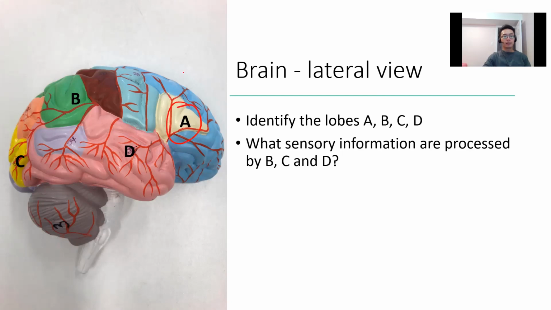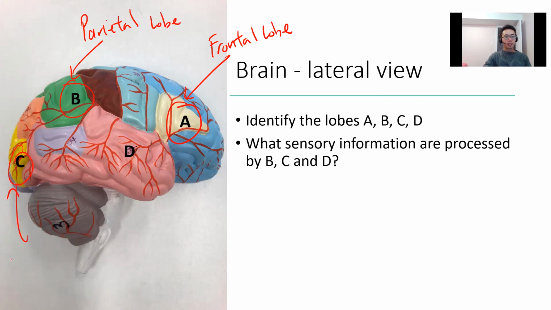Okay, so A, that is the frontal lobe. B, that's the parietal. C, occipital. D is temporal.